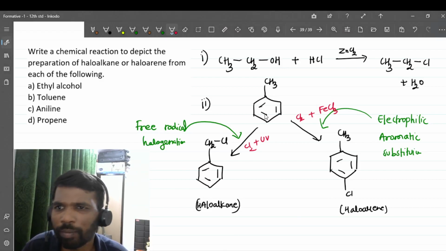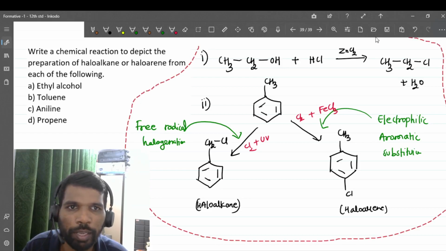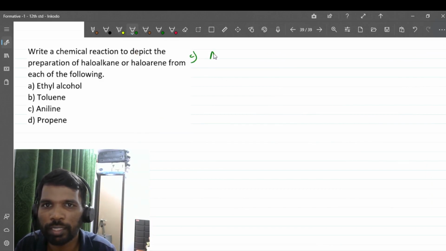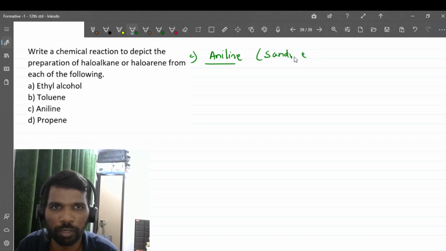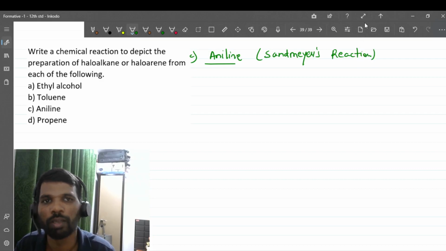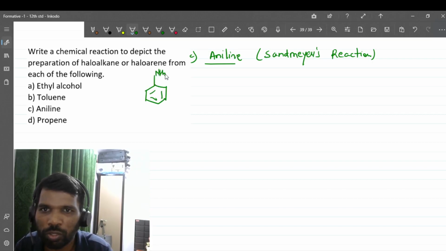Next is aniline. Okay, let's start with this. I'll clean this part. Just make a note of these things. For option C, that is aniline, what we'll be using is Sandmeyer's reaction. Sandmeyer reaction is what? We start with the primary aromatic amine. Primary aromatic amine is aniline, no? This is NH2. This is aniline.